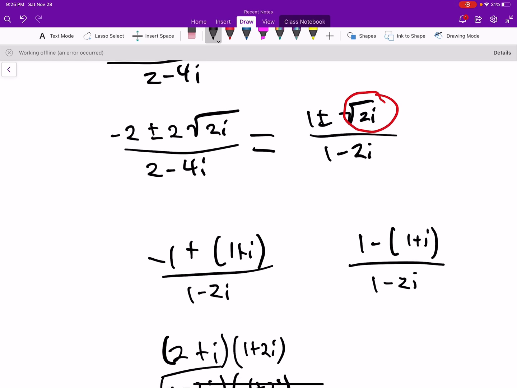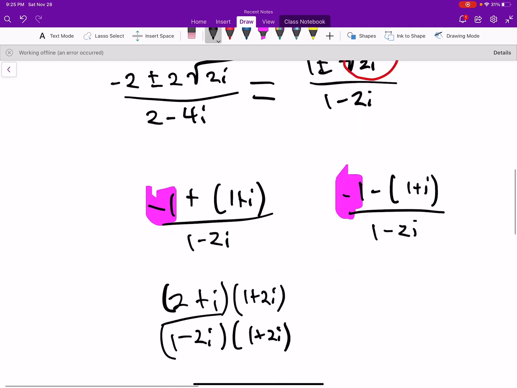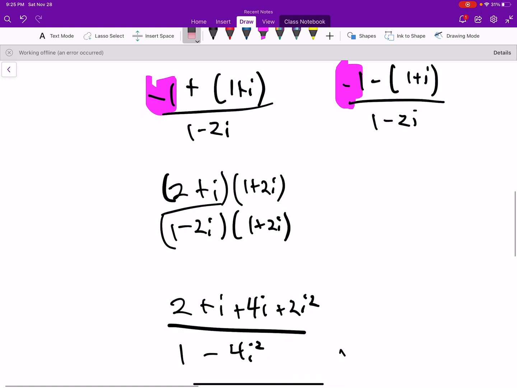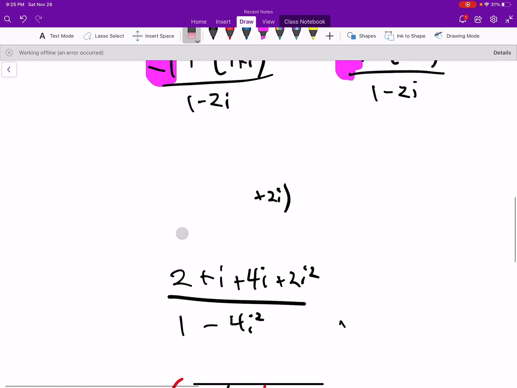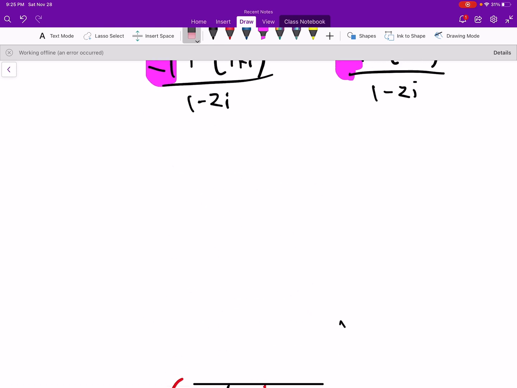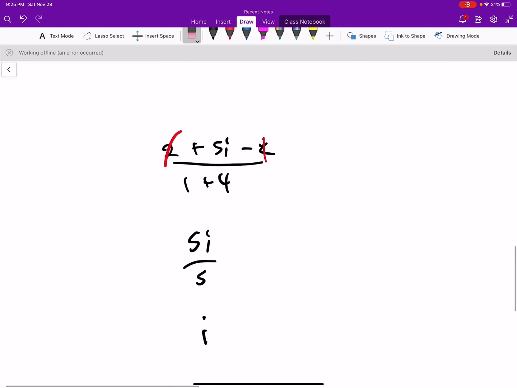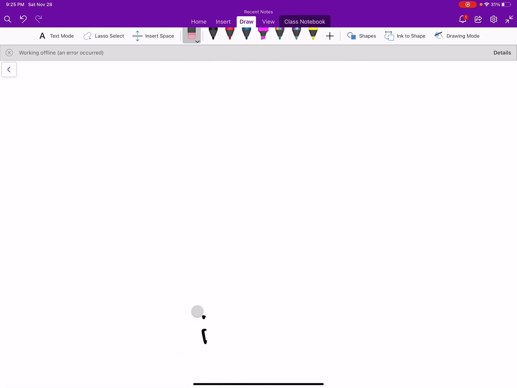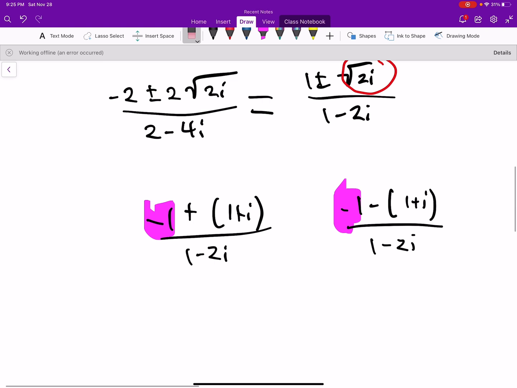See that? See how easy it is to make a mistake? If you didn't catch that, these are supposed to be negative. I just switched these. Yeah, so do it again. Let's go. If you didn't catch that, that's how easy it is to make a mistake.